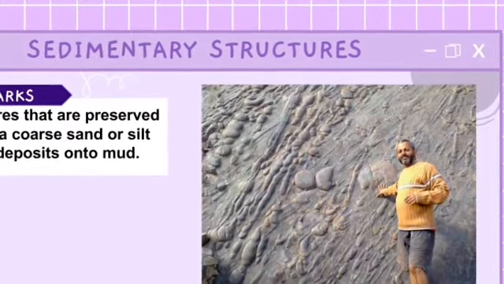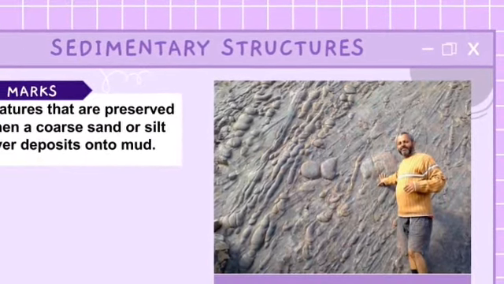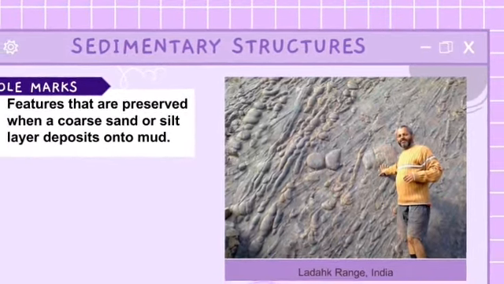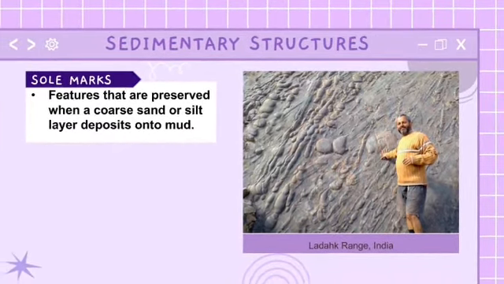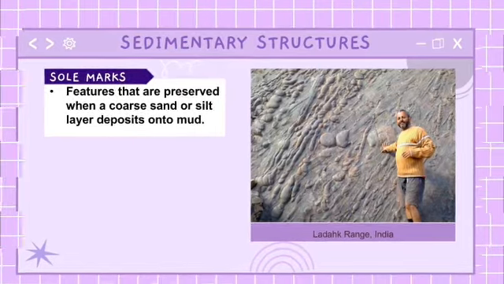Now, let's go to soil marks. Soil marks are features that are preserved when a coarse sand or silt layer deposits onto mud. So, these deposits are what they look like here in the Ladakh Range, India.